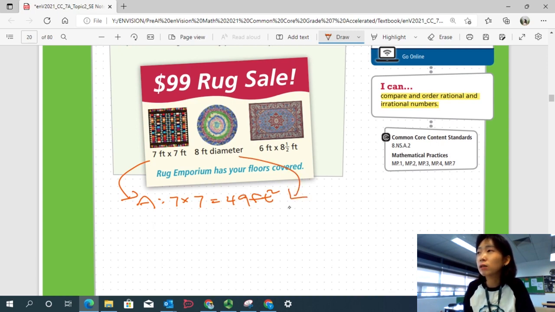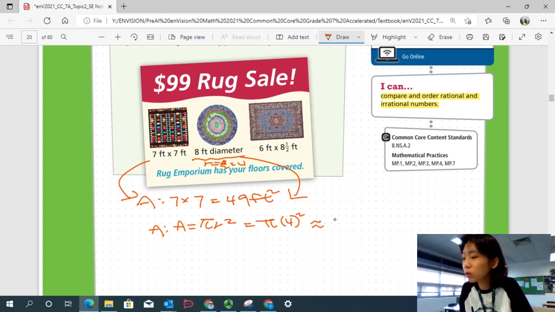And then the area for the second one: what's the area of a circle? It's pi r squared, right? And this is the diameter. What is your radius? Diameter divided by two, so that's going to be 4. And your area of the circle is pi times 4 squared, and that's going to be about 50.24 feet squared.